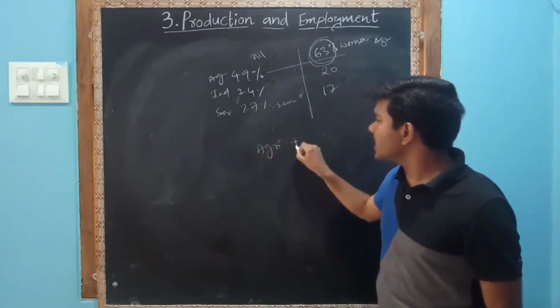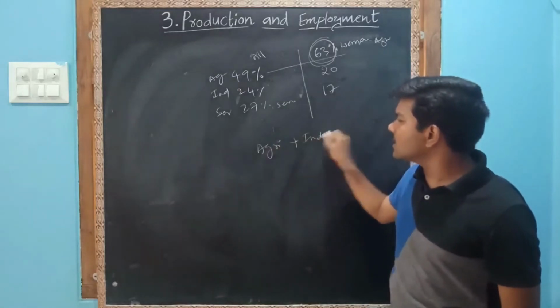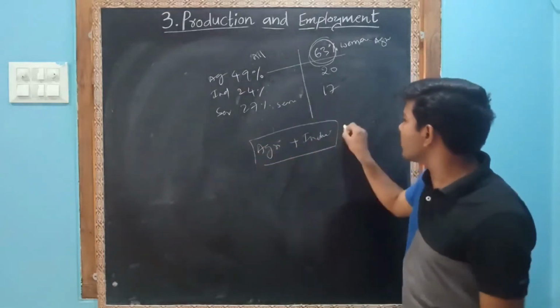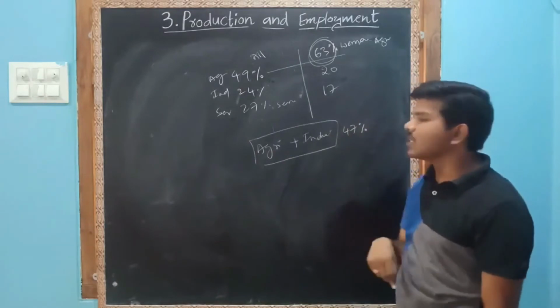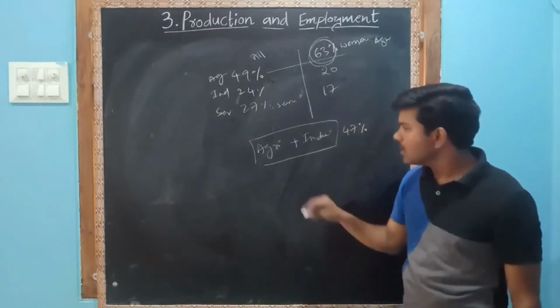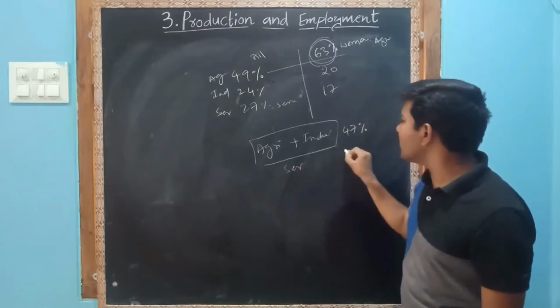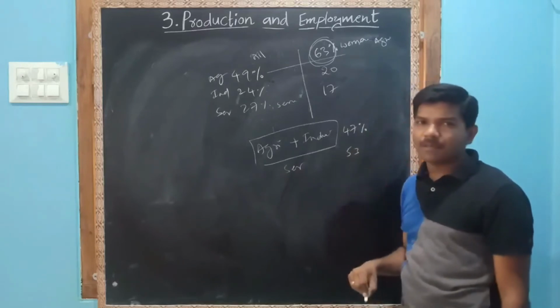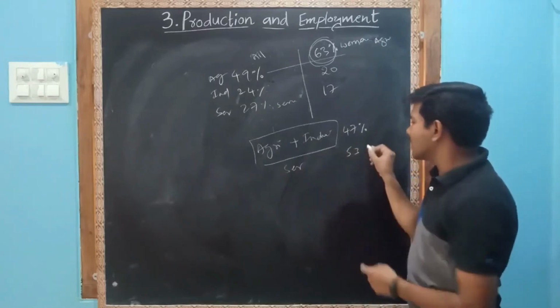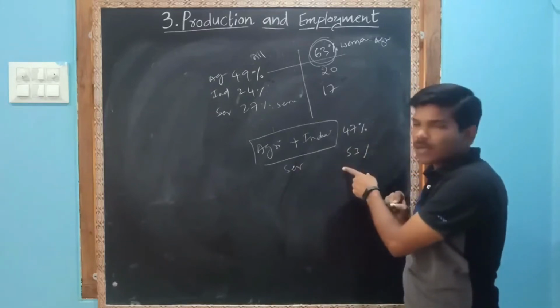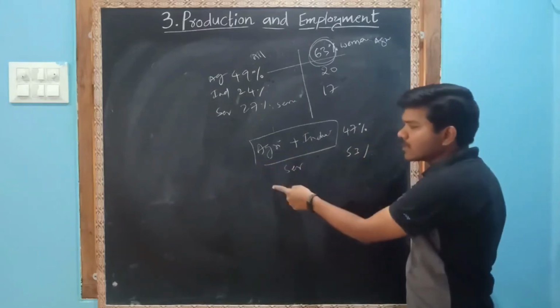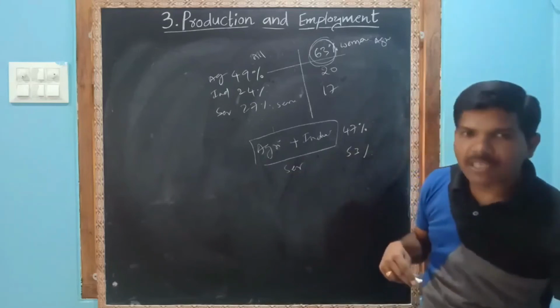Agriculture plus industry, these both are giving 47% of the GDP, isn't it? But the service sector alone is giving 53% of the GDP. The service sector's share is very huge. So we have to shift the agriculture persons to work in the service sector.